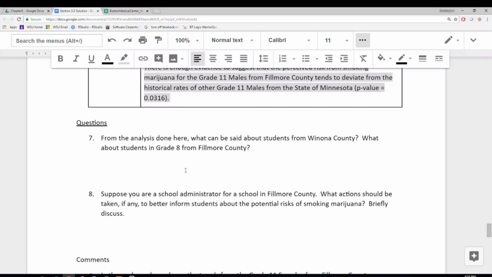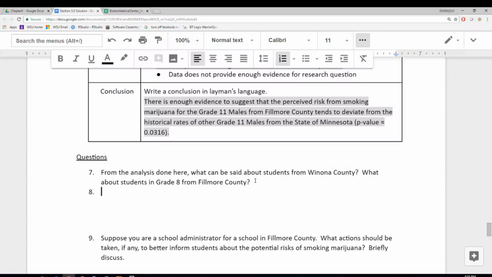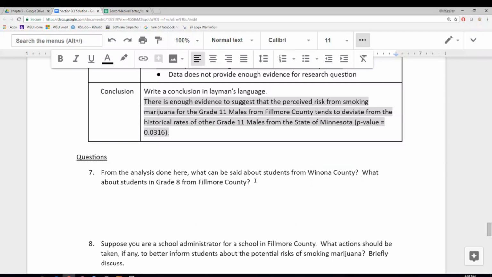Okay, a couple more questions here. From the analysis done here, what can be said about students from Winona County? I gathered information from students in Fillmore County. What can I say about students in Winona County? Well, Winona County is not within my scope of inference. So nothing can be said about Winona County. Winona County is not within my scope of inference.